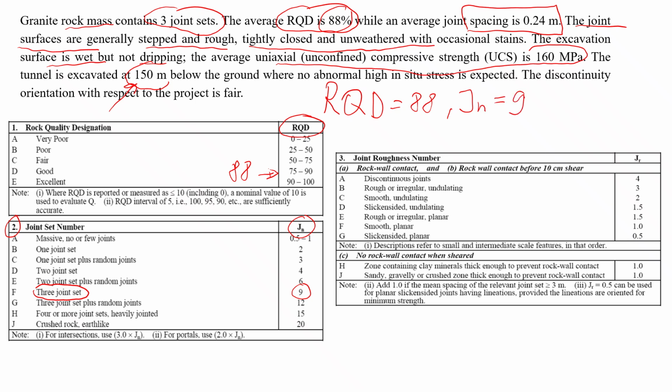Okay, so next one is going to be joint roughness number. You see that we have different descriptions. Just select which one would probably be the best match to what we have. To me it will be rough, stepped, or rough or regular undulating. So I'm probably going to go with this one. It's not smooth and planar. It's kind of like rough or regular, undulating.